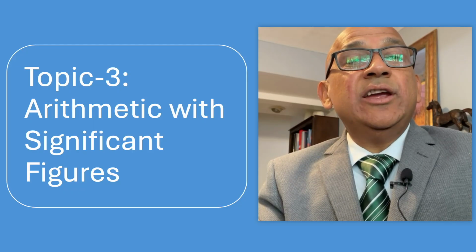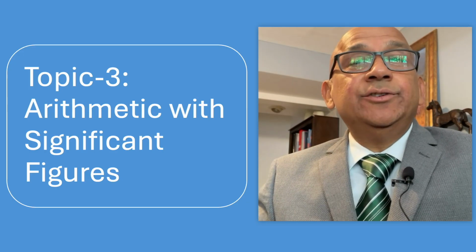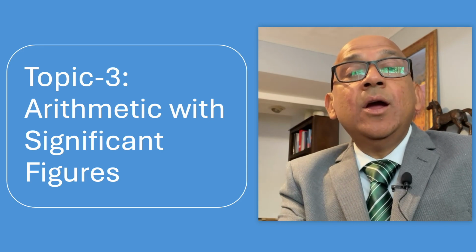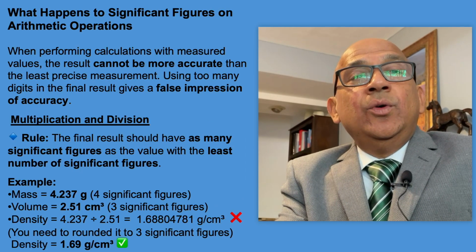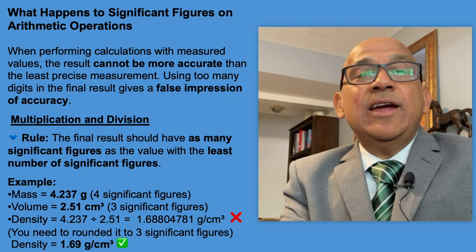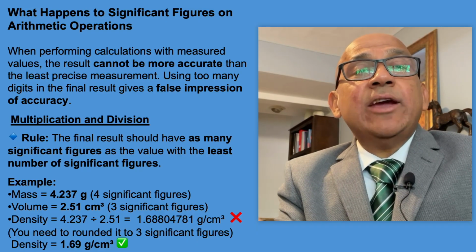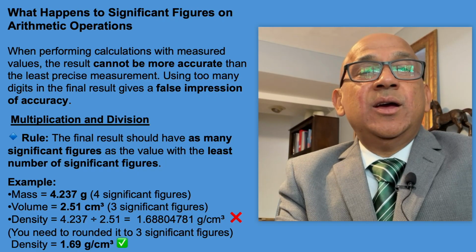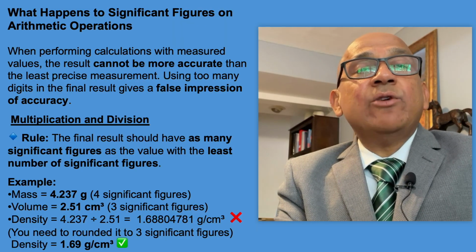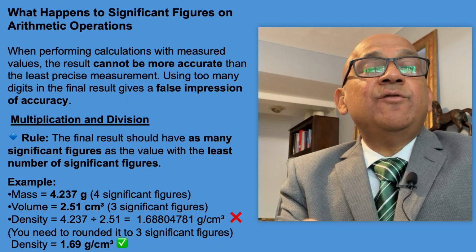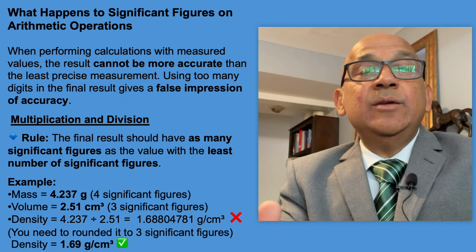Okay, so now we will look into what happens to significant figures when we perform certain arithmetic operations. When performing calculations with measured values, the result cannot be more accurate than the least precise measurement. So this is the rule of thumb. Using too many digits in the final result can give a false impression of accuracy.